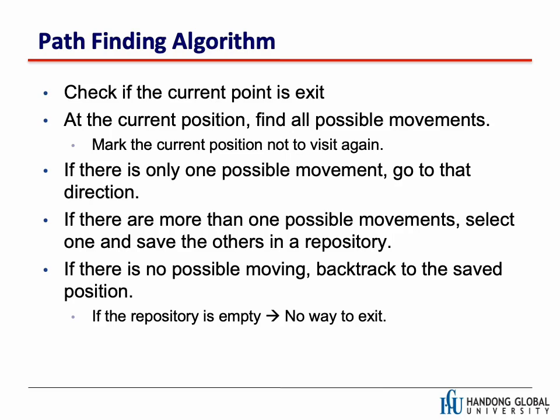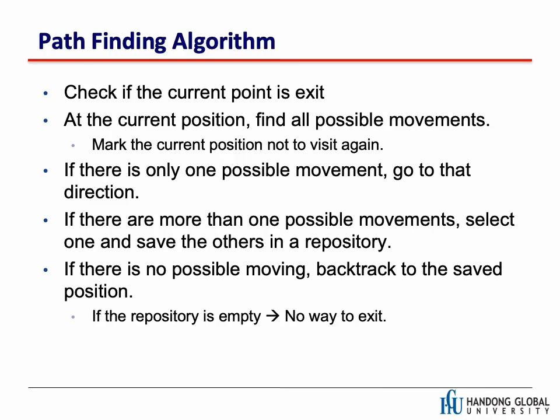If that's not the case, then next, at the current position, find all possible movements. Sometimes we have 2 possible movements, sometimes we have 3, 4, 5, sometimes we have 8 possible movements. Then mark the current position not to visit again, which means, let's say we are at a certain position and then we move to the right side.